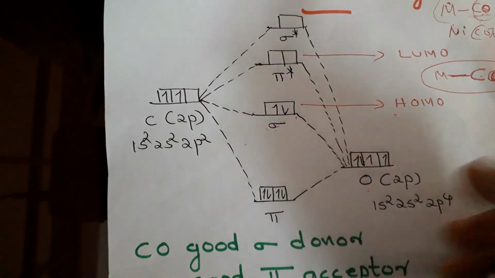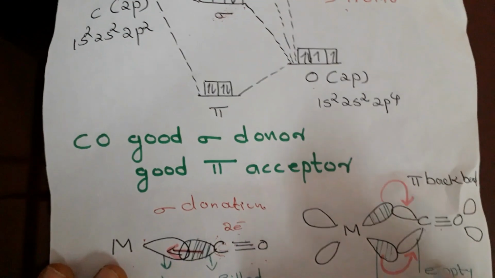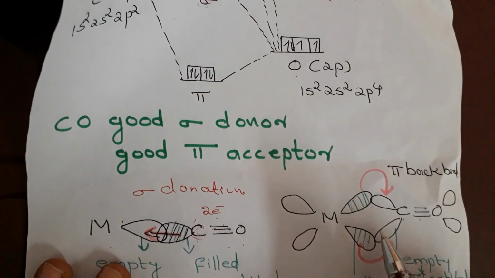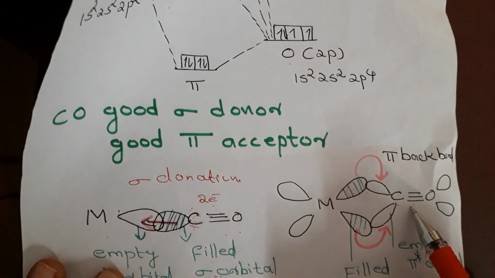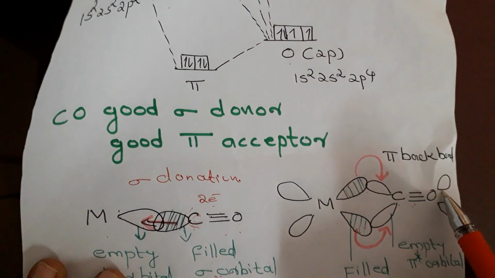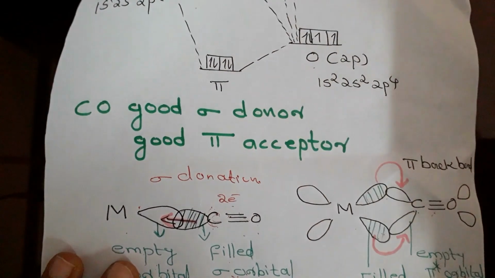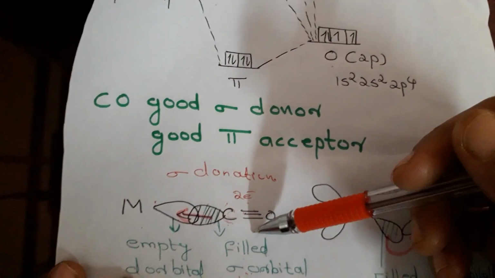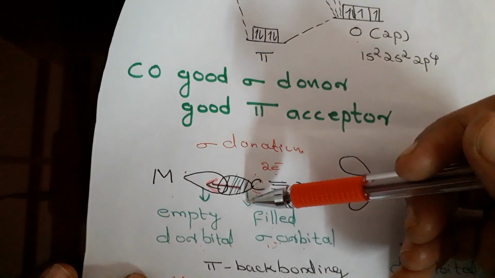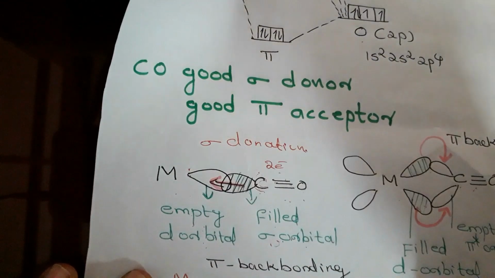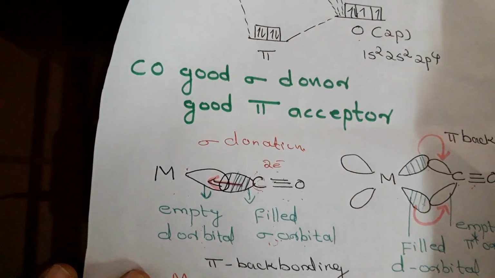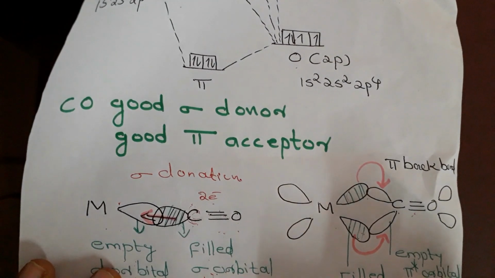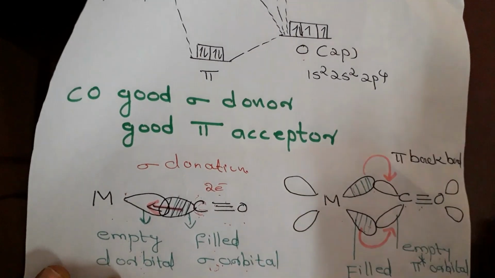I think you got this concept. Pi star is an empty orbital. So this filled d orbital of the metal atom is back-donated to the empty pi star orbital of the carbonyl group. That is called pi backbonding. Okay, you got this concept. First the carbonyl group donates electrons from the filled sigma orbital to the empty d orbital of the metal atom. So the metal becomes highly electron rich. So that excess electron is back-donated to the empty pi star orbital of the carbonyl group. That is called pi backbonding.